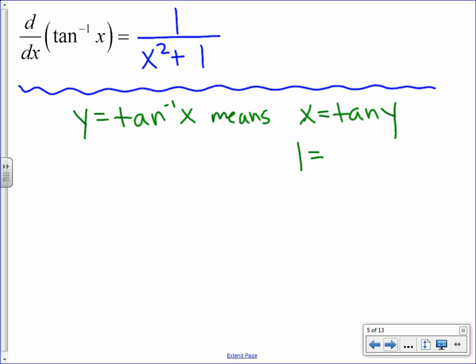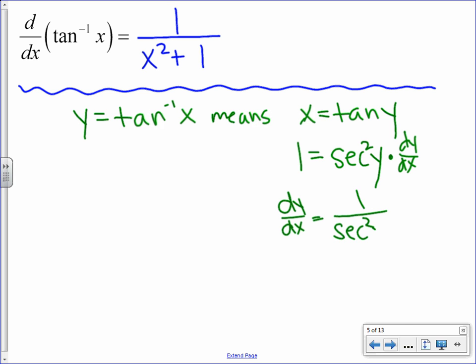Tangent? Secant squared of y times dy dx. So if we solve for dy dx, we have 1 divided by secant squared y, which is the same thing as cosine squared y. Okay, but we like our rules to be in terms of x, right? We're taking the derivative with respect to x. We want our derivative to be in terms of x. So where do we get that 1 over x squared plus 1?